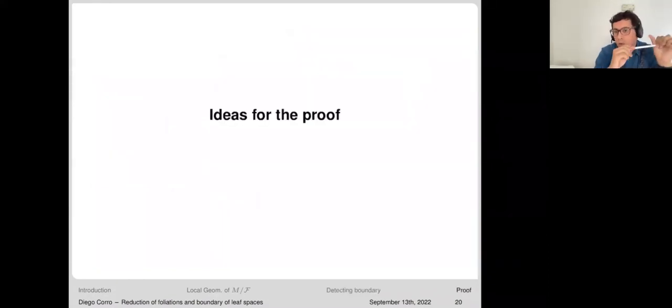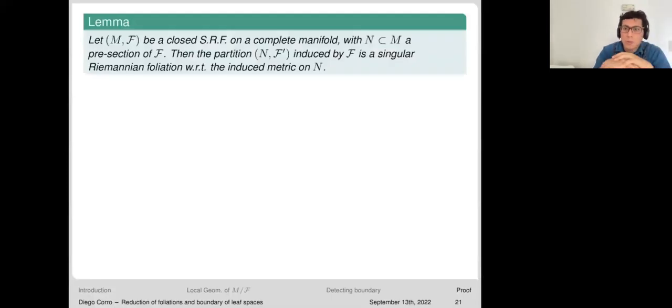So now I will present the ideas for the proof, what lemmas we needed to prove, and then a brief sketch of the proof. So the first lemma that we need to prove is the following one. We start with a closed singular Riemannian foliation on a complete manifold, which has a presection.